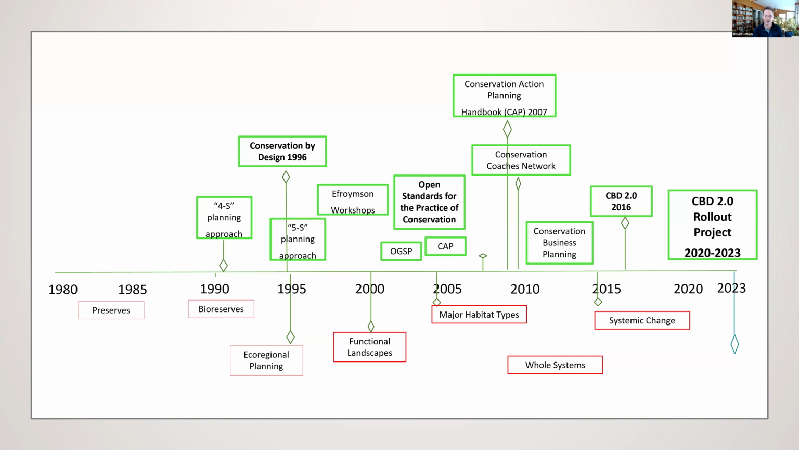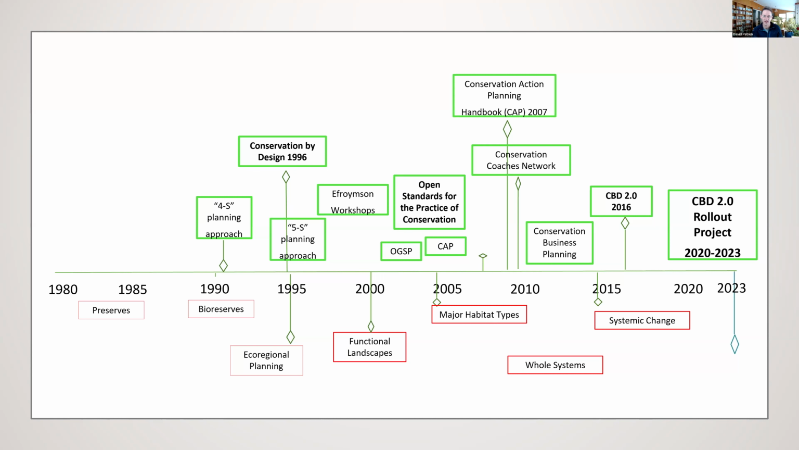There's a lot of information on this figure. We'll make sure you have a copy of it if you want to take a look at all the details. But for today, I'm just going to walk you through a couple of quick highlights. If you look back to 1980, you'll see that the main tool in our toolbox was our preserve system, land protection, building out our preserve network. And really, that tool has remained an important tool right through to the present day.